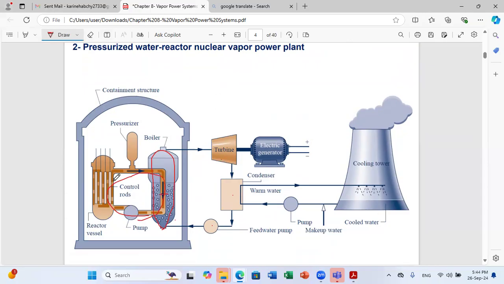And then you can use this heat input to produce electricity at the turbine level, because at the turbine you will convert thermal energy first to mechanical energy of rotation, and then the mechanical energy of rotation of this shaft to electrical generation.